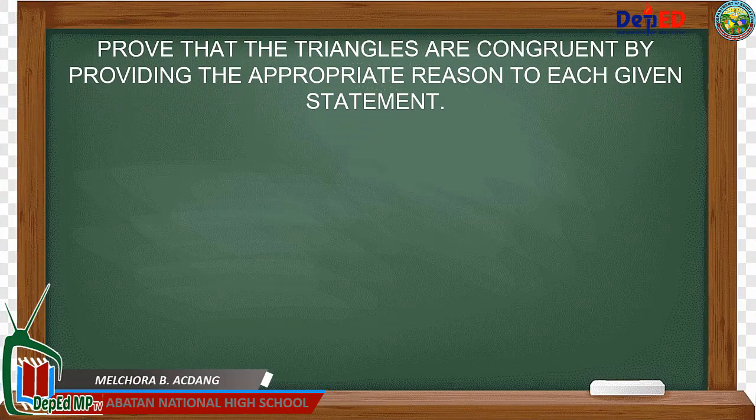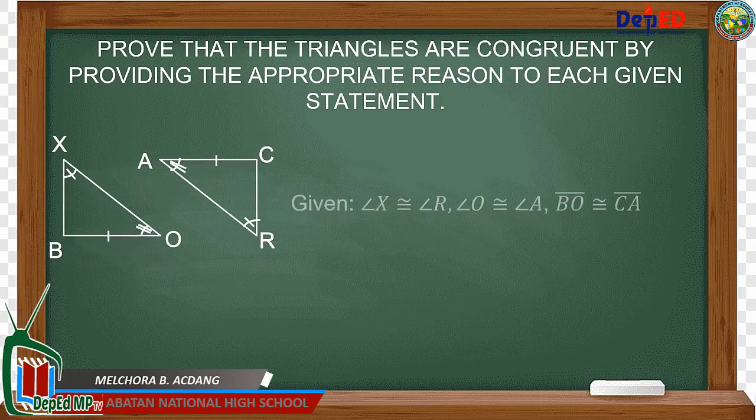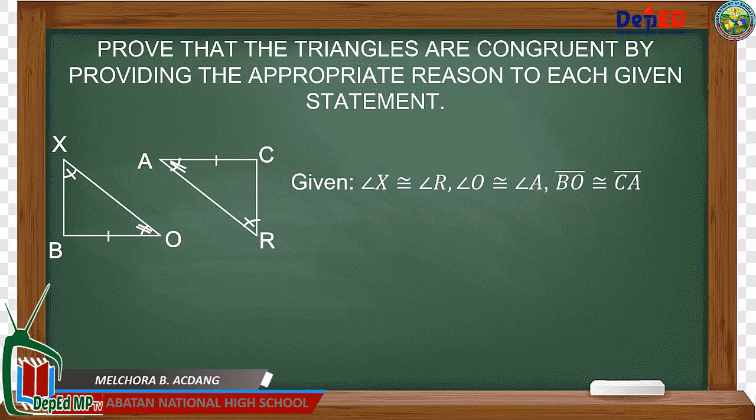Prove that the triangles are congruent by providing the appropriate reason to each given statement. Given: angle X is congruent to angle R, angle O is congruent to angle A, and line segment BO is congruent to line segment CA. Prove that triangle BOX is congruent to triangle CAR.